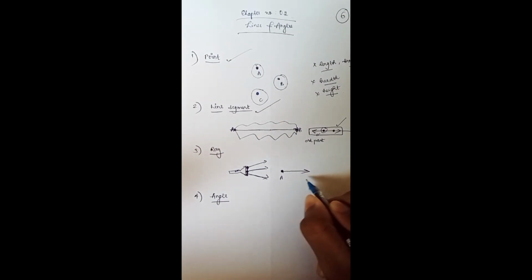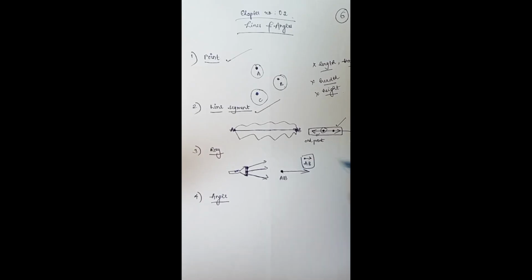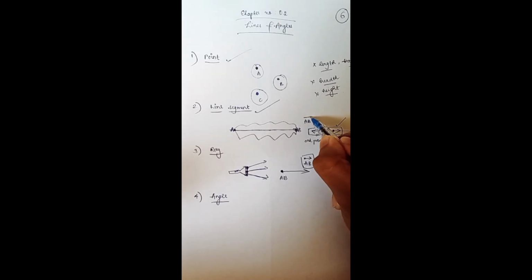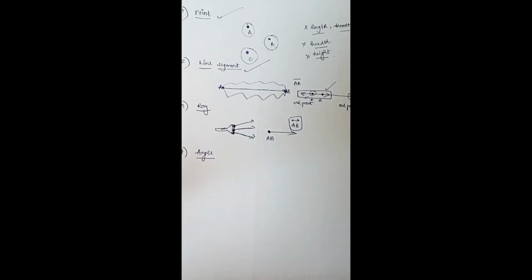Now, if you name this A, then how do you name it? You can represent a ray as AB. This is how you represent a ray. What about a line segment? If you name this AB, line segments are represented like this. A ray is represented like this.